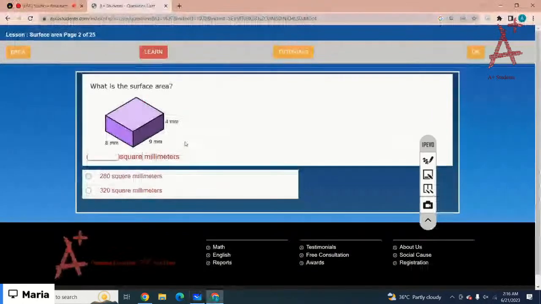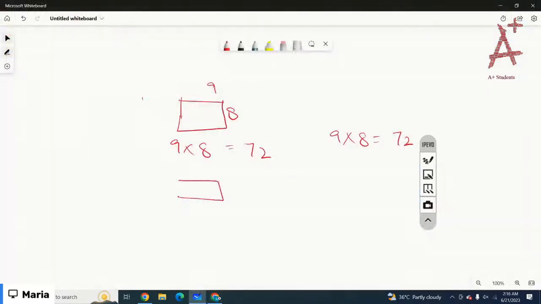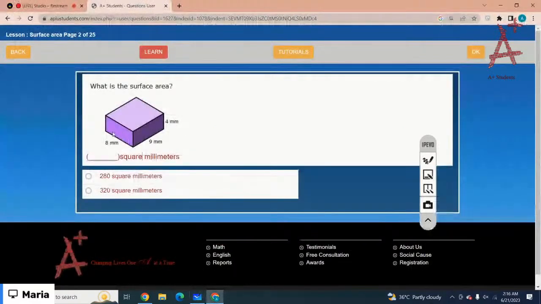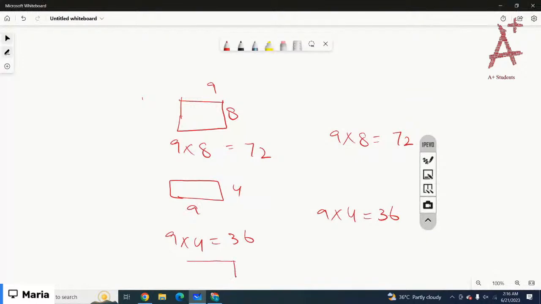Got it? Then this side and on the other one, that is here, 9 and 4. It would be 9 times 4 equals 36. Other pair has also the same measurements. It would be 9 times 4 is 36. Then this one, it is 4 and 8. It would be 4 times 8 equals 32.